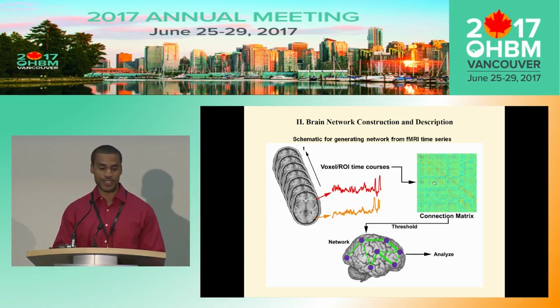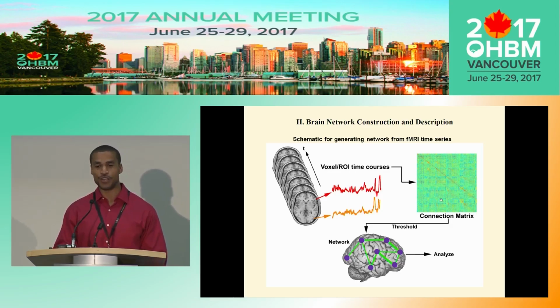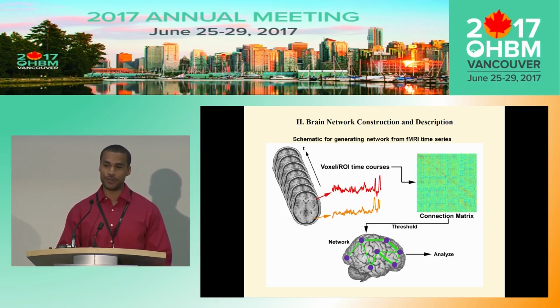And as you've heard in previous talks, there are a number of ways to get this connection matrix. And then often people will threshold this connection matrix either to remove negative connections if you're using correlation, and or to remove weak or quote unquote non-significant connections. And then you're left with your network, which is our unit of analysis.